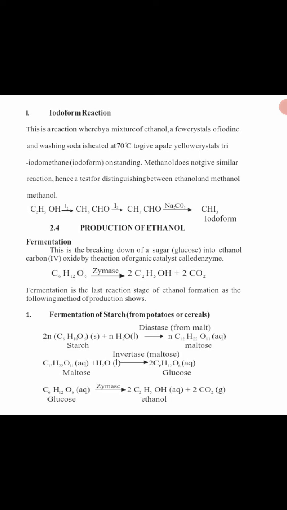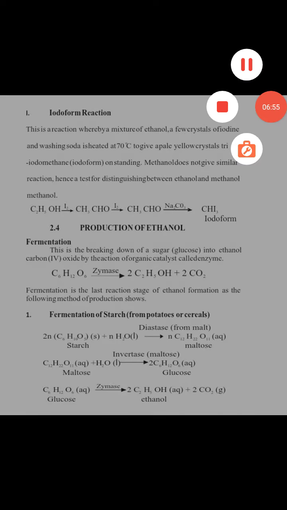And the final stage is the conversion of glucose into ethanol. So they may ask you, what is the initial reaction when you are producing ethanol from starch? We can see the breakdown of these reactions clearly written here. So the fermentation of starch is the first reaction in the production of ethanol.